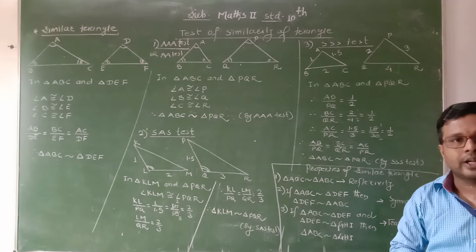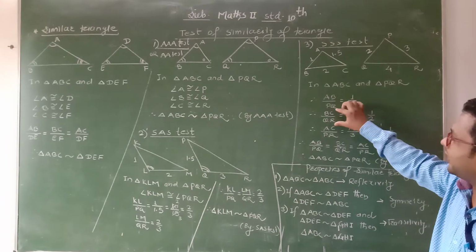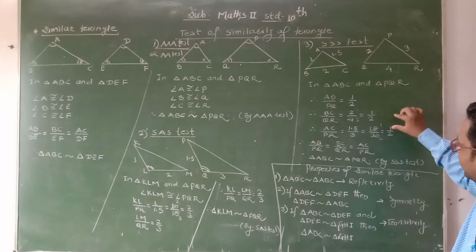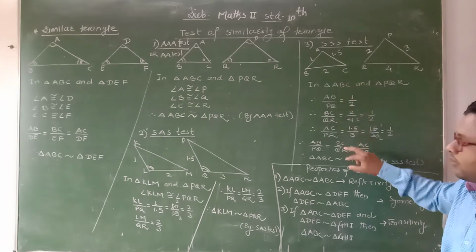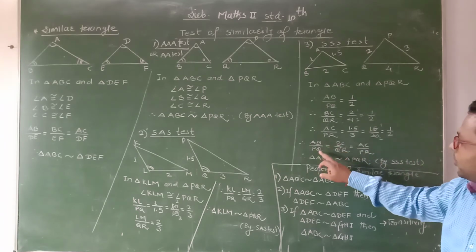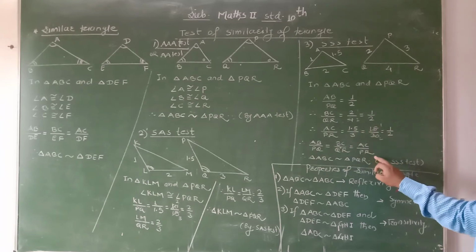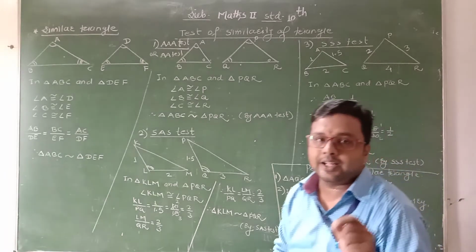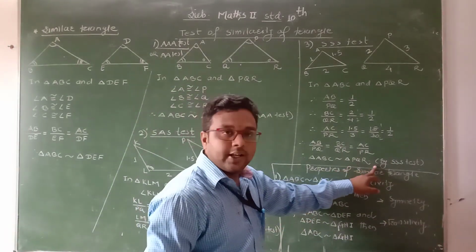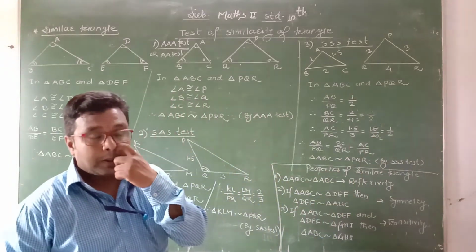See, in these two triangles, the ratios of their corresponding sides are in proportion. 1 upon 2, 1 upon 2, 1 upon 2. All ratios are what? Equal. Therefore, they are in proportion. AB upon PQ is equal to BC upon QR is equal to AC upon PR. Therefore, triangle ABC is similar to triangle PQR by which test? Side test for the similarity of the triangle.